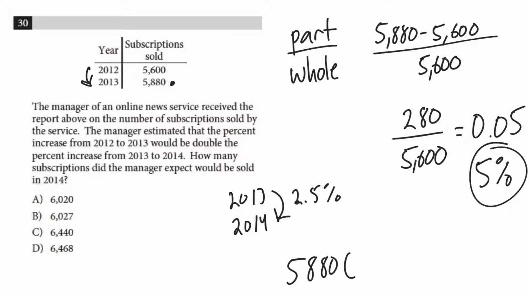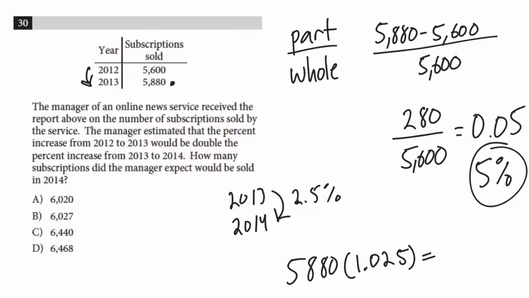and we're going to multiply that by, well, we have 100% plus 2.5%. So it's going to be 102.5%. Okay, but we got to make that a decimal, so it's going to be 1.025. That is 102.5%. And that will be the number of subscriptions sold in 2014 as estimated.